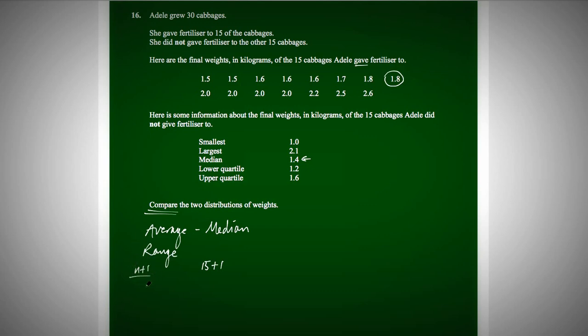For finding the median, that is correct, n plus 1 over 2. N plus 1 over 4 for finding the lower quartile. So 15 plus 1 over 4 is 16 over 4, which is 4. Fourth value here, 1.6, and the fourth value from the other end is 2.0.